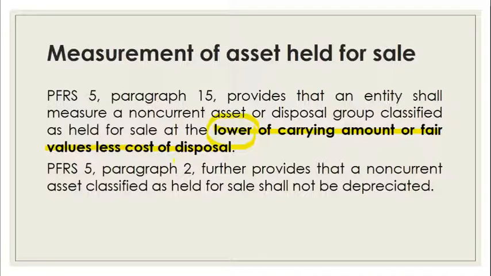PFRS 5, paragraph 25, this is supposed to be 25, further provides that a non-current asset classified as held for sale shall not be depreciated. So, meaning, once na-classify na nimo imuhang non-current asset as held for sale, dili na nimo siya i-apply sa imuhang depreciation schedule, no? So, of course, imo naman siya ibaligya, so unsa pa may purpose nga imo siyang i-depreciate, di ba? So, kana siya, it shall not be depreciated.